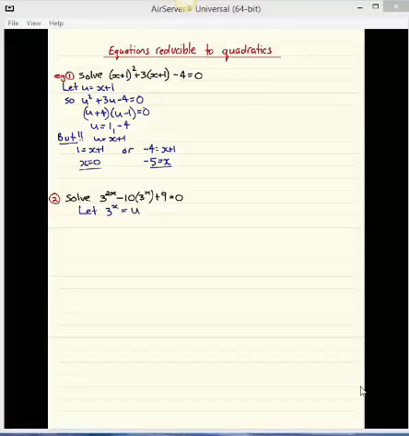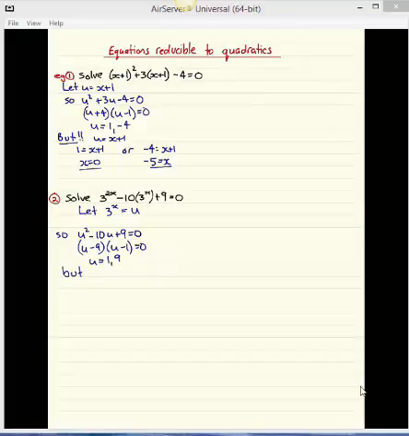Again, I'm going to use u. So then our equation is now u squared, because 3 to the power of 2x is (3 to the power of x) all squared, minus 10u plus 9 is equal to 0. And again, back to our quadratics, we know how to solve this. That is (u - 9)(u - 1) is equal to 0, and therefore u equals 1 or 9.